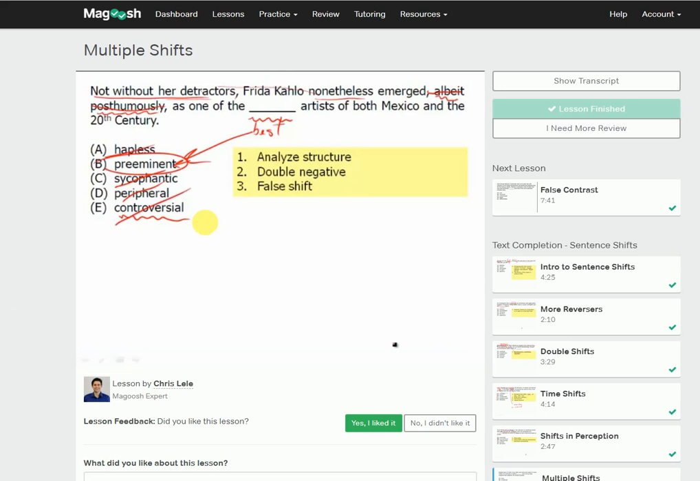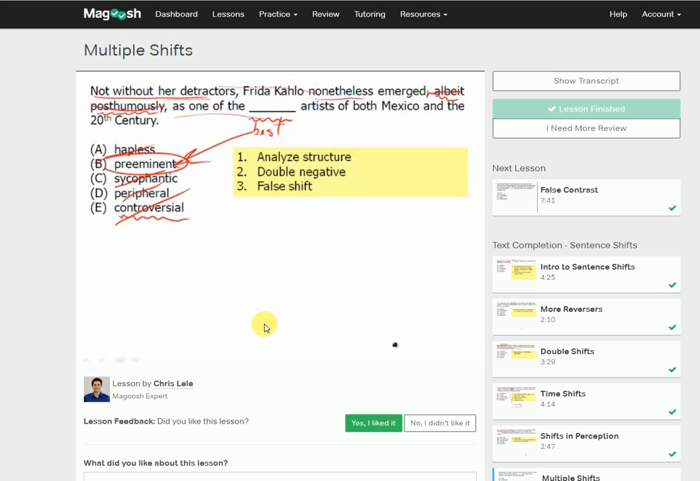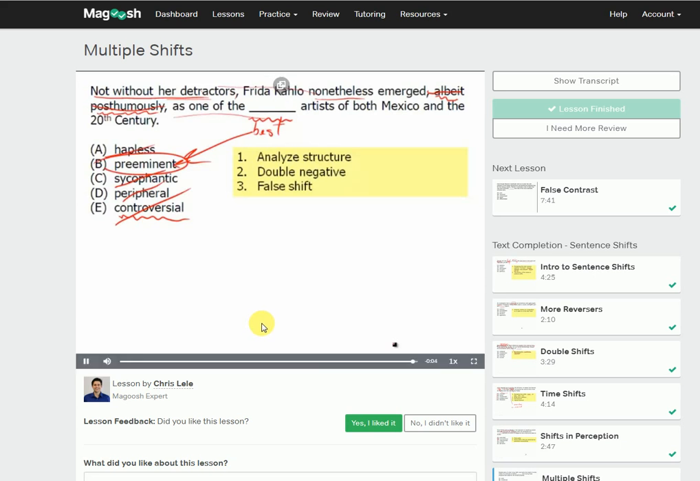So always note the structure when you're going through here. Don't just gloss over these important words. But as you notice, when we saw not without her detractors, we broke it down in our own words. That means not everybody liked her. If you don't do that, and you just try to read the entire sentence all the way through and then get to the end and think you can just put it together, that's going to get you in trouble. You want to break it down bit by bit. And so you can say at the end, oh, I see. Okay, not everyone liked Frida Kahlo, but at the end of the day, now, later, she's an artist that is great, or one of the best. And there's our answer, preeminent.